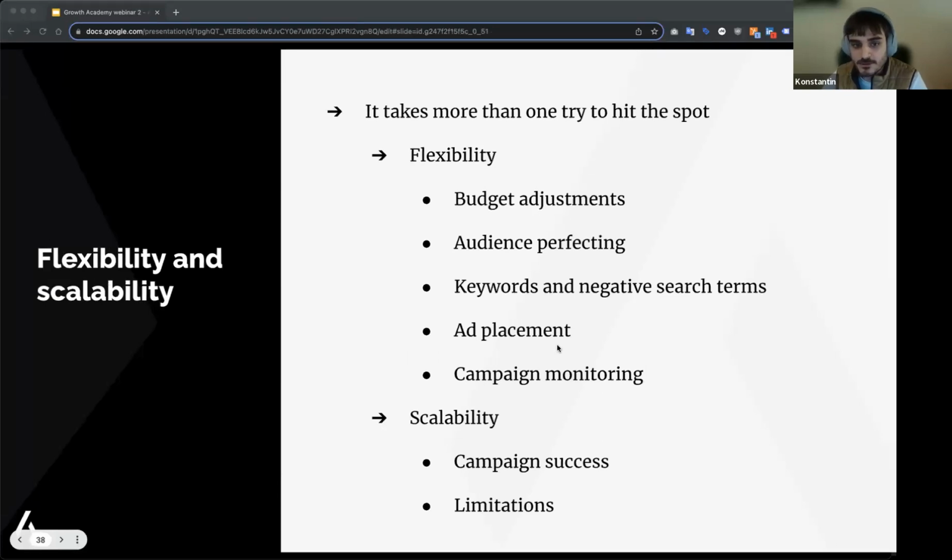And it takes more than one try to hit the right spot. So we know that we need to try different messaging. We know that we need to try different targeting and use different kinds of data until we hit the right spot. But that comes with the flexibility and with our budget. So we're in control of that. We can adjust it, we can perfect it, and we can exclude people that we don't want to reach, and we decide where to place the ads.